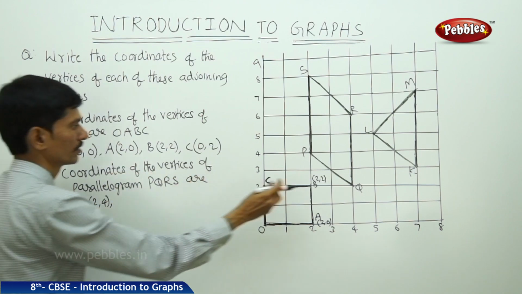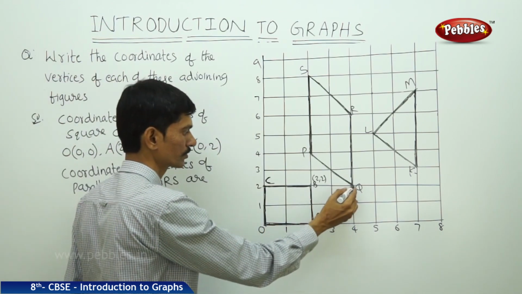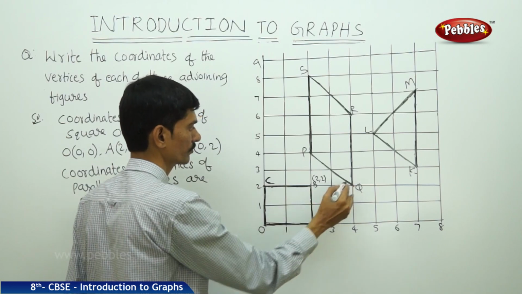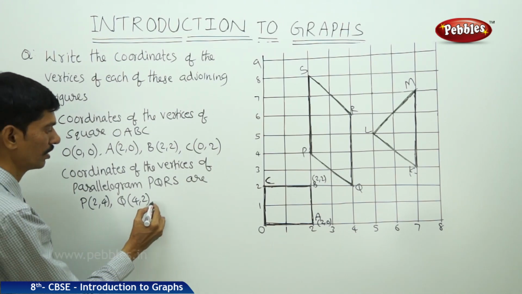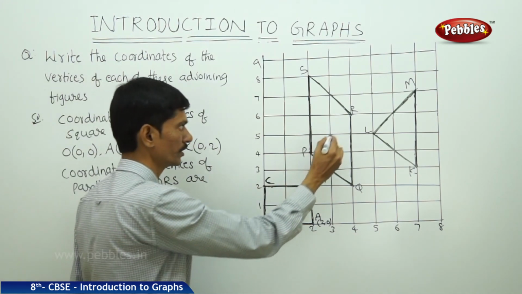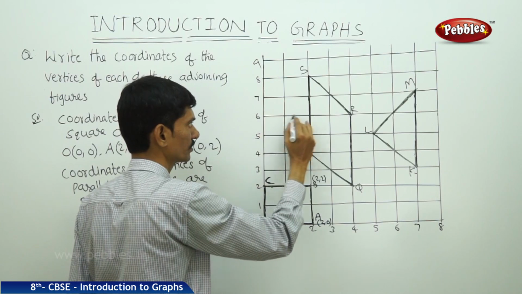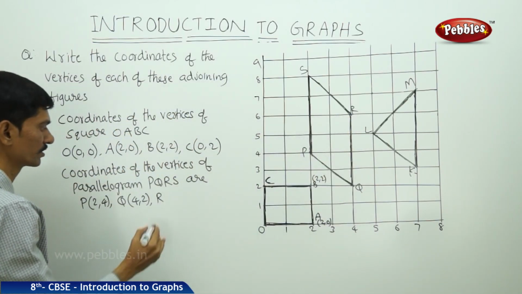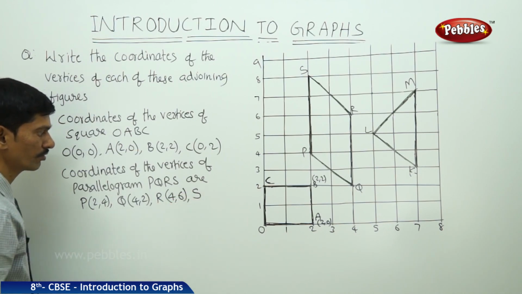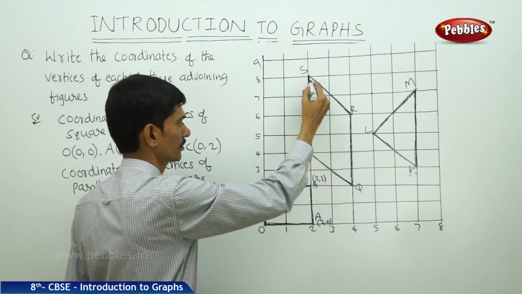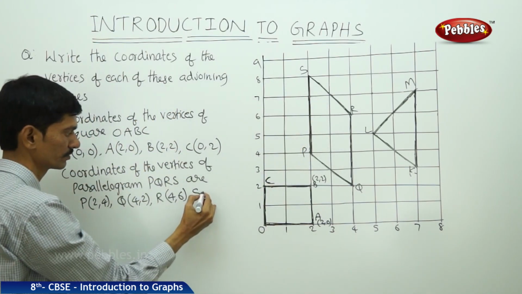Next point Q. The next vertex is Q, its coordinates are (4, 2). And the next vertex is R and its coordinates are, first you have to take the x coordinate. So the x coordinate is 4 and then the y coordinate, that is 6. So its coordinates are (4, 6). And the last point is S. So S coordinates are, first the x coordinate is 2 and the y coordinate is 8. So (2, 8).